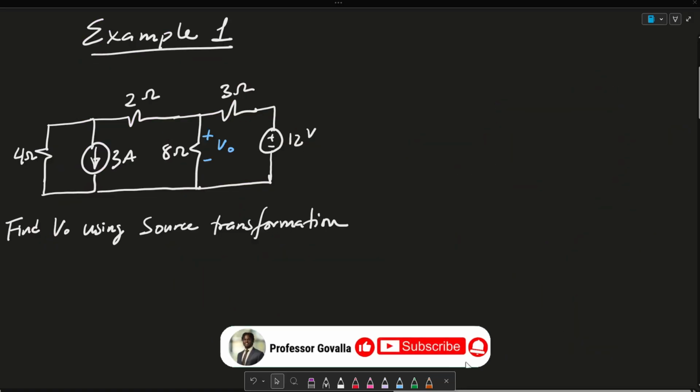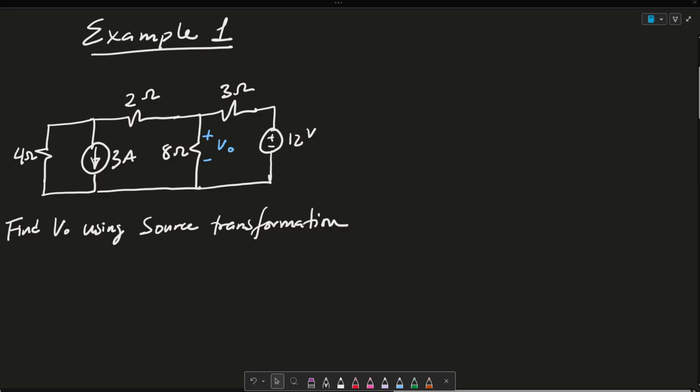So let's go ahead and do this first example. As we notice here, we can do this many ways. We can do nodal analysis. We notice that there might be a supermesh right here, so that might complicate some analysis. Even in nodal analysis, there are two unknowns, so that might complicate things. So let's go ahead and simplify this circuit using what we just learned, source transformation.